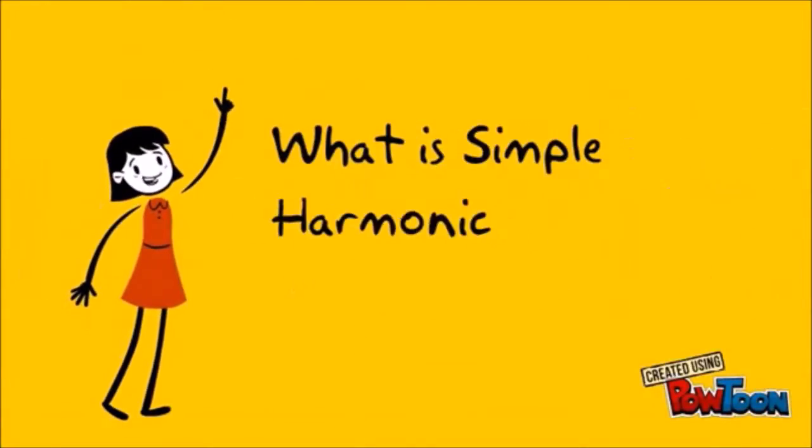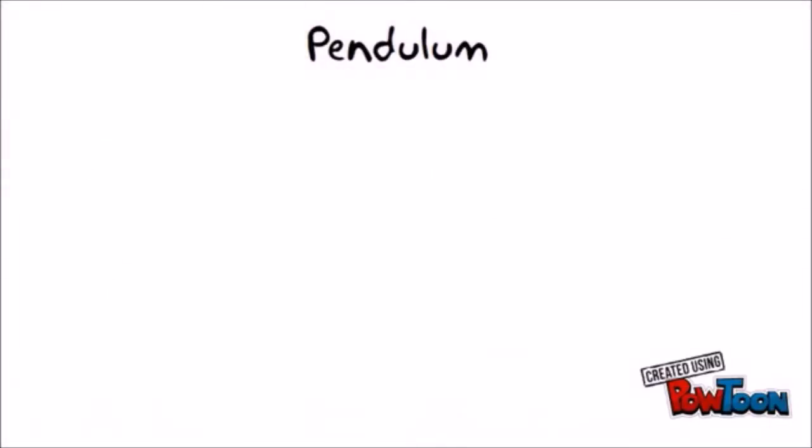So what exactly is simple harmonic motion and how does it work? It's perhaps best explained using an example. Let's look at the case of a pendulum fixed at the top. When the pendulum is at rest, we call this the equilibrium position. Here, the displacement is 0.